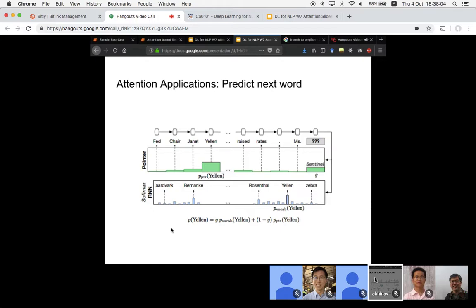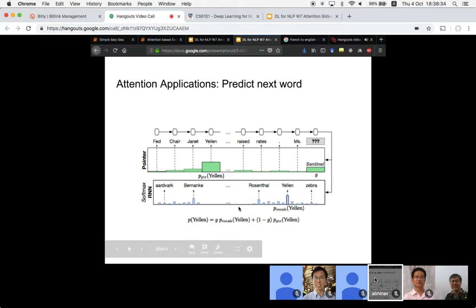We use a mixture model, and we have a probability here, which is g. In some cases there is a very high probability that the next word should come from the vocabulary. In other cases there is a very high probability that the word should come from the previous words. Actually, we train our model to get this g also, and then we just combine them.